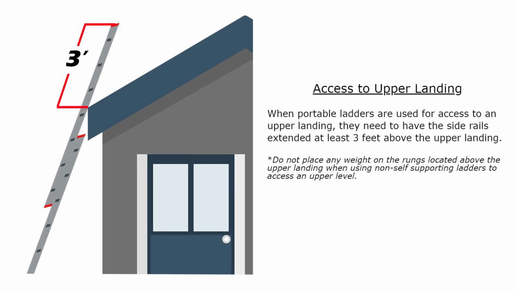Access to upper landing. When portable ladders are used for access to an upper landing, they need to have the side rails extended at least 3 feet above the upper landing. Do not place any weight on the rungs located above the upper landing when using non-self-supporting ladders to access an upper level.